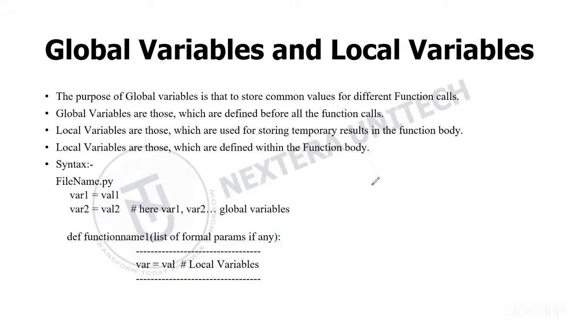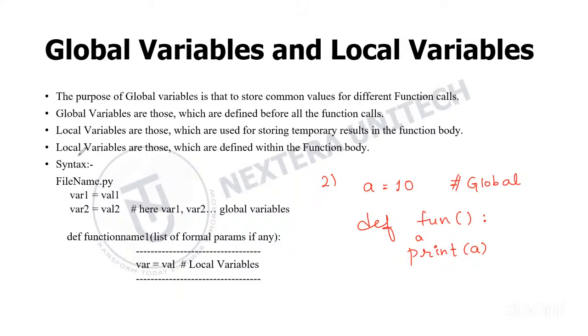Then the global variable can be accessed inside the function. Let's say we have a equal to 10, which is the global variable, and I am defining some function fun again. Here let me just print a. What happens is, as there is no a value inside the function, that is, we don't have any local variable with the name a, it will access the global variable itself and print the value 10. In this way, global variable access inside a function is allowed.